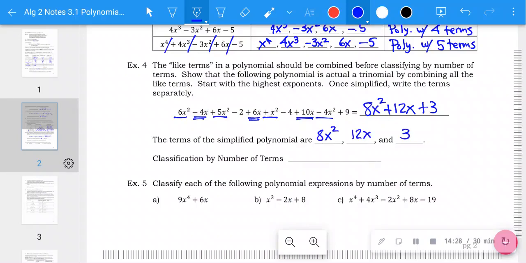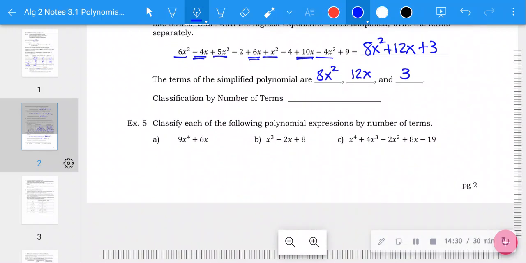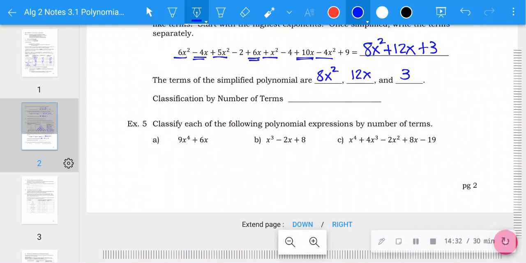And you may hear me interchange the word terms and monomials. Terms are parts of an addition problem, and since the additions and subtractions tell you when a new monomial is starting, you'll hear me call them either terms or monomials. All right, so we had 3 of them. That makes this a trinomial.